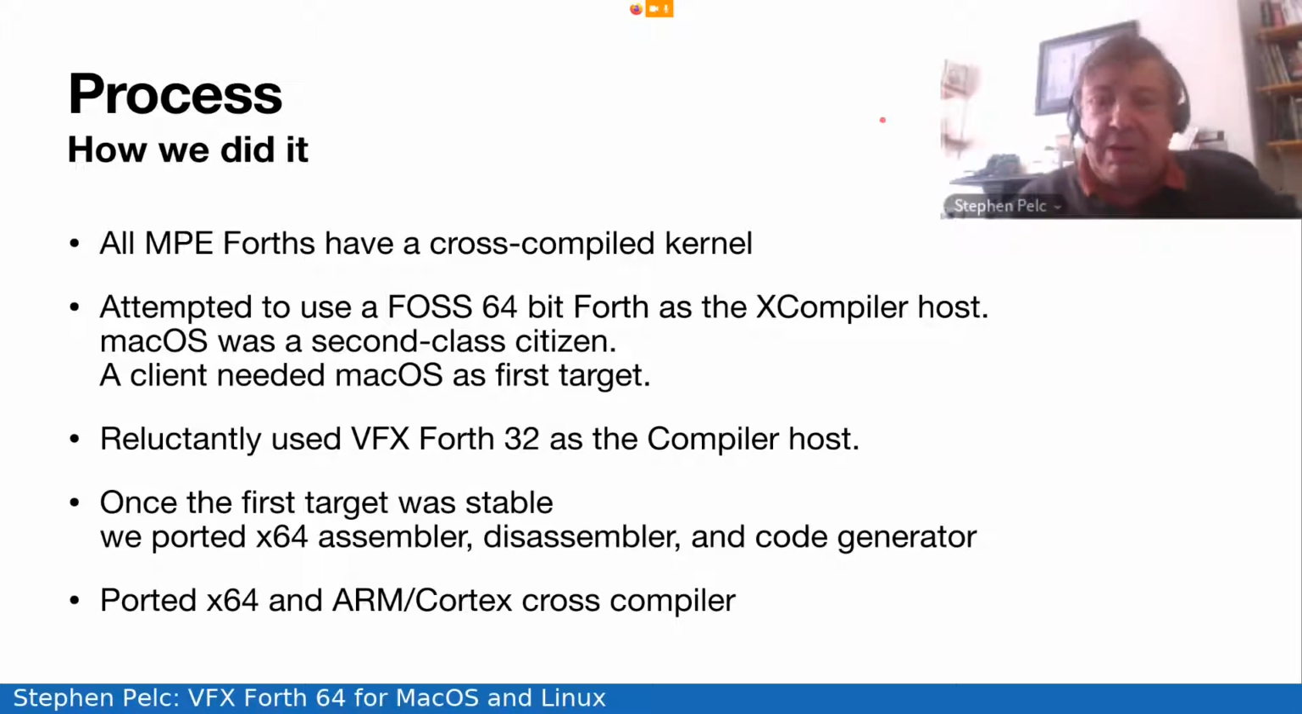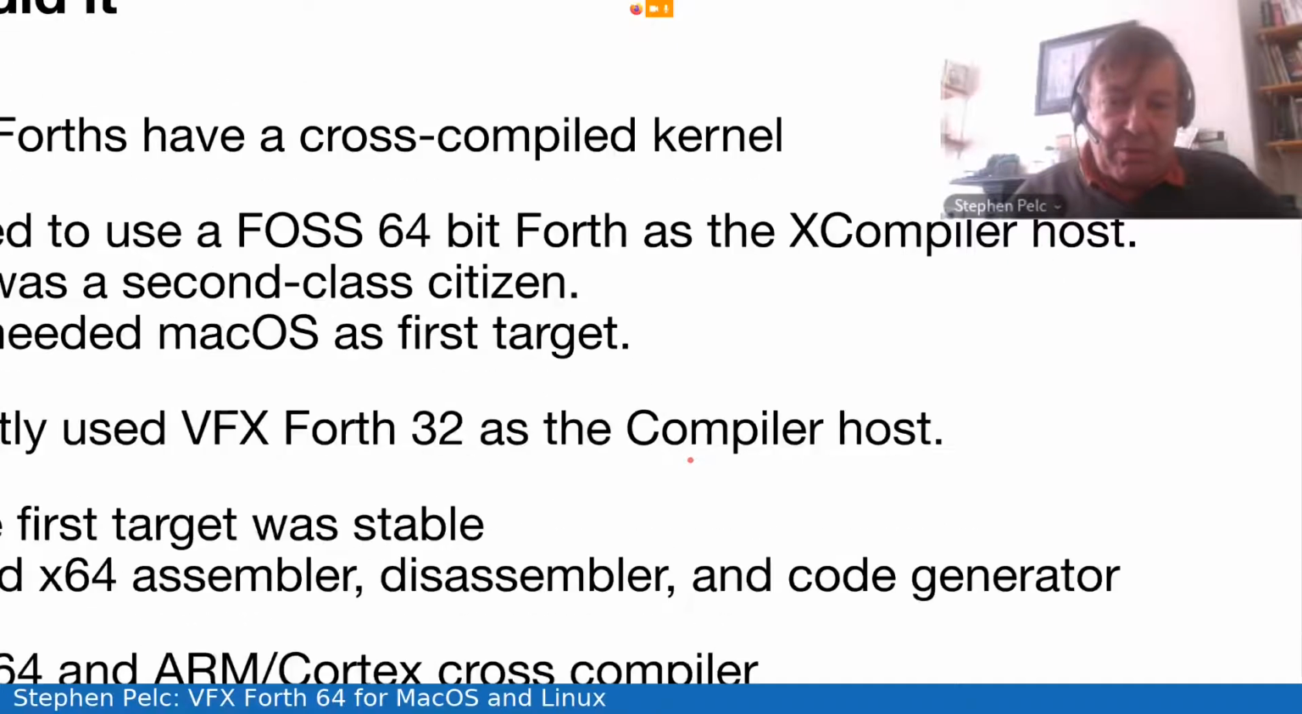The first cheat was that we worked out that it is possible to run stuff on macOS below the 4 GB boundary. So we did that, and then most of one's addressing problems on a 32-bit host go away. So having got that far, once the first target was stable, we ported the x64 assembler, disassembler, and code generator into the Forth target.